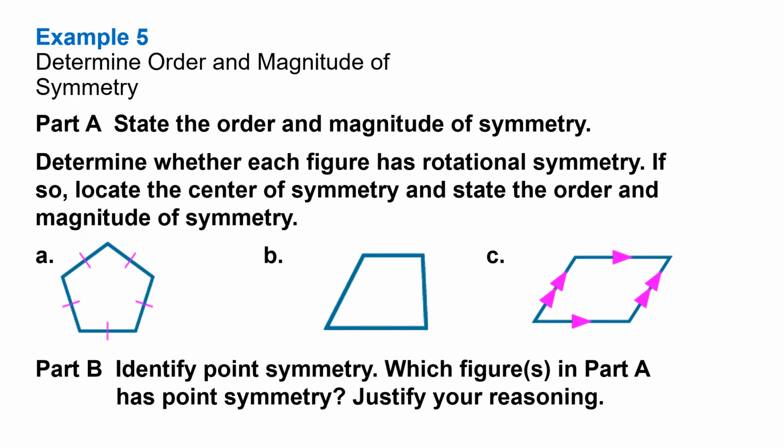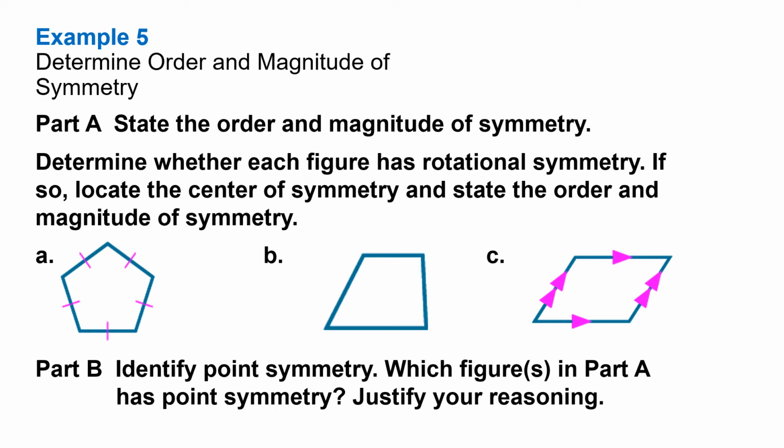Part A. State the order and magnitude of symmetry. Determine whether each figure has rotational symmetry. If so, locate the center of symmetry and state the order and magnitude of symmetry. Part B. Identify point symmetry. Which figure or figures in Part A has point symmetry? Justify your reasoning. So first, let's see if these figures have rotational symmetry.